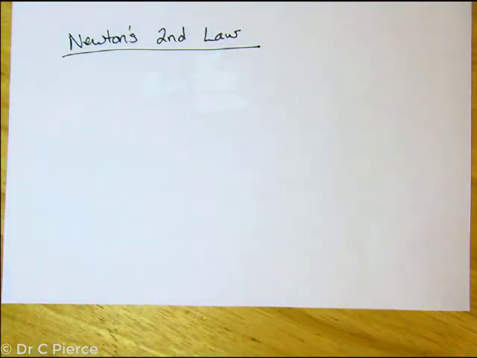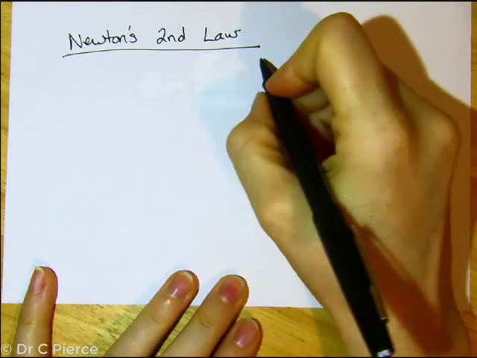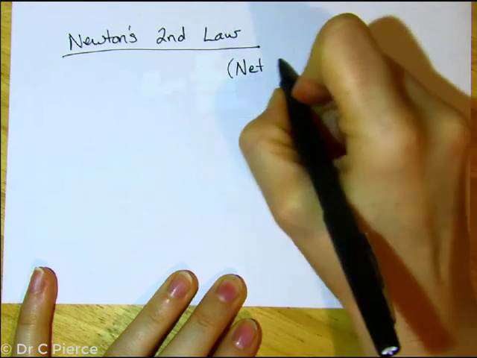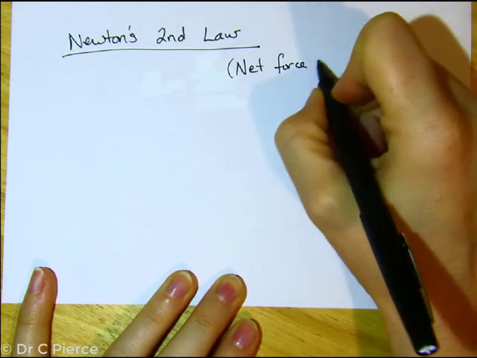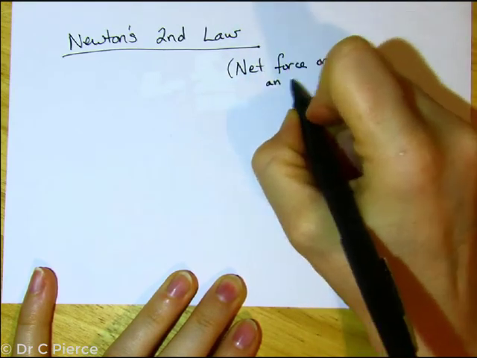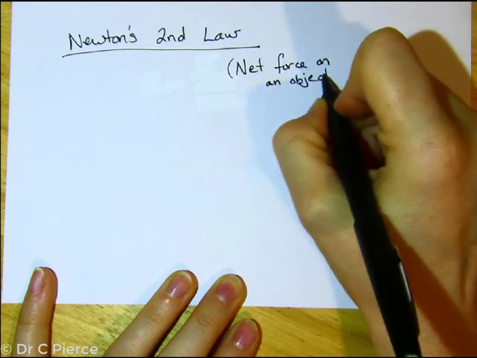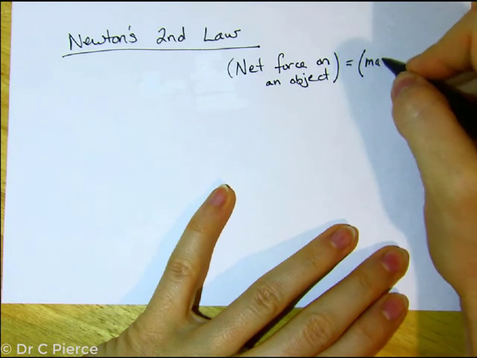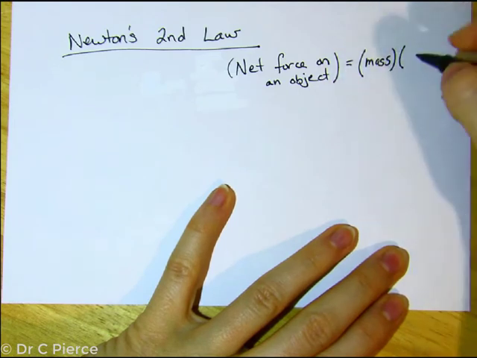The way I write it out is a little bit different than the way your book writes it out, but it means the exact same thing. So pick whichever version you like better. Here's mine. The net force acting on an object will be equal to the mass of the object times its acceleration.